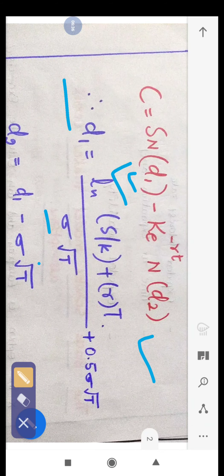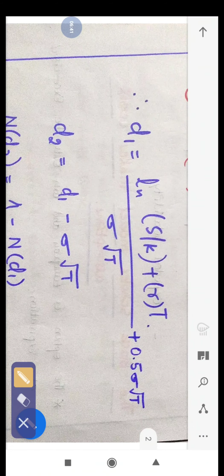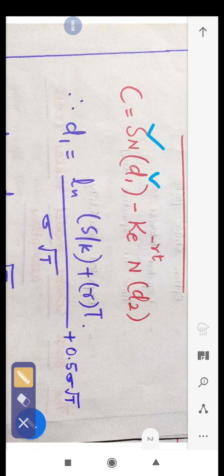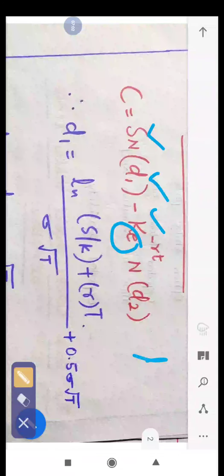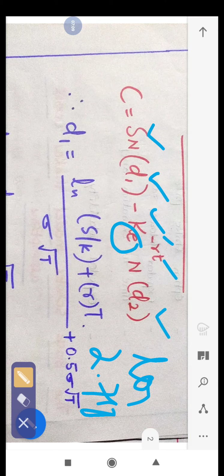Next, the formula for D2: D2 will be whatever answer you get after calculating D1, less D1 minus the standard deviation given in the problem into root of the time duration given in the problem. S will also be given in the problem. In D1 we have to calculate it. K will also be given. E here means the log number, that is 2.718. R will also be given, time will also be given. D2 we have to calculate.